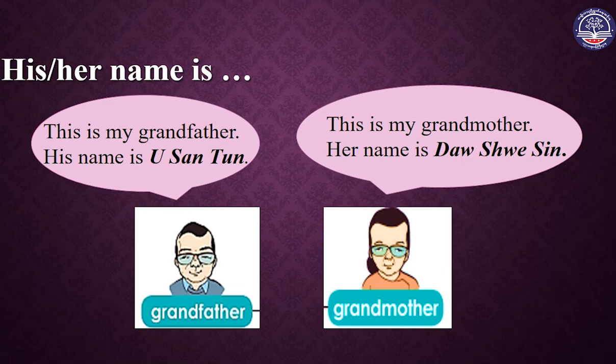Okay, so everybody, let's practice again. Please follow me. This is my grandfather. His name is Usanton. This is my grandfather. His name is Usanton. Okay, have you got it right? This is my grandfather. His name is Usanton, like that.